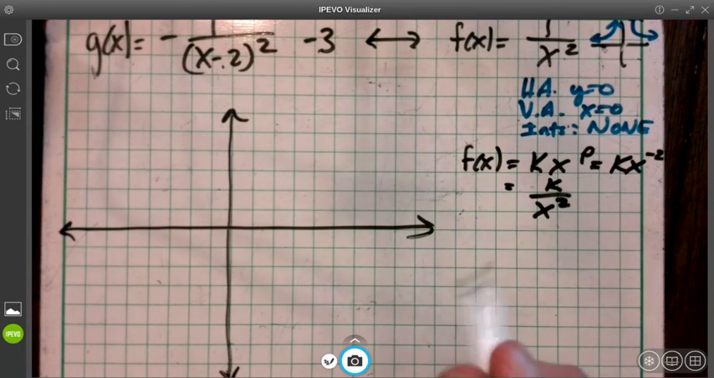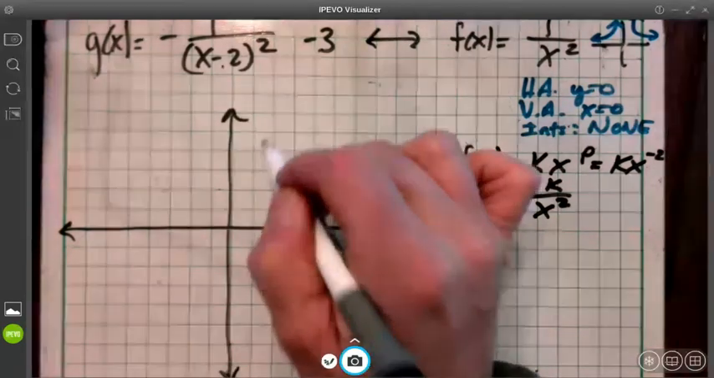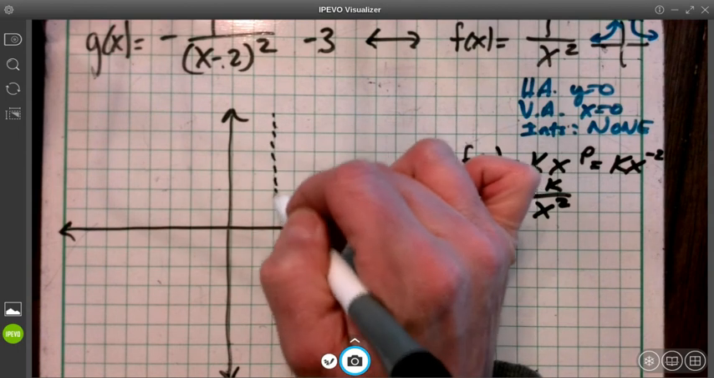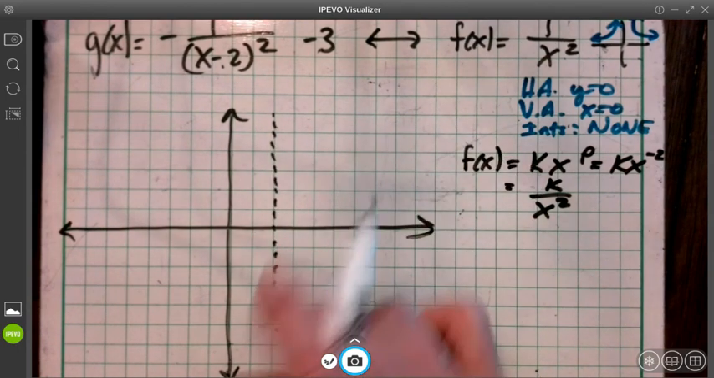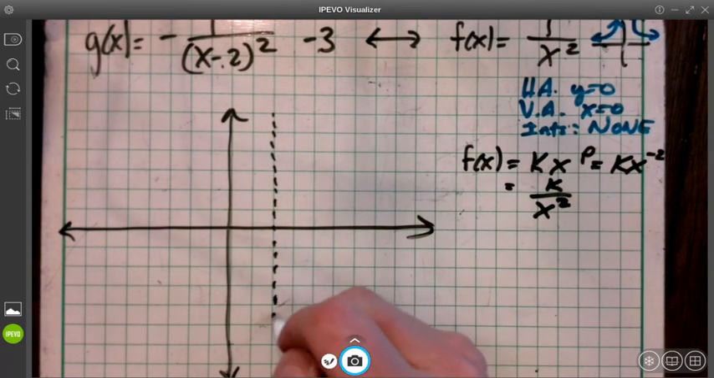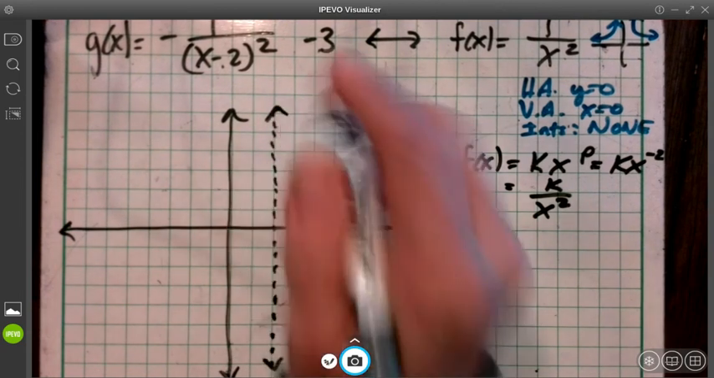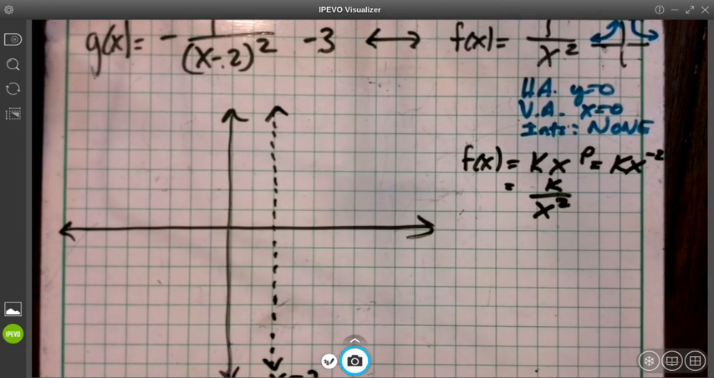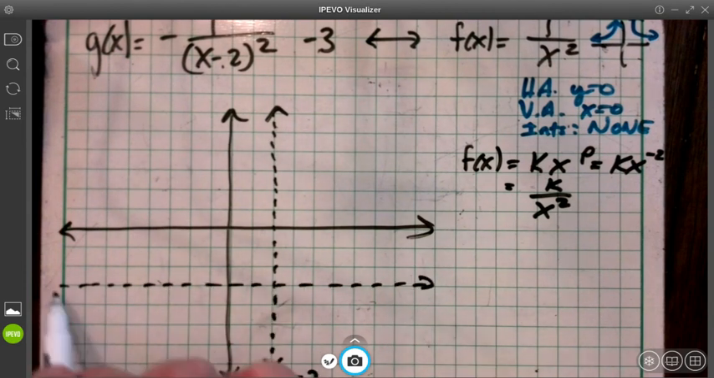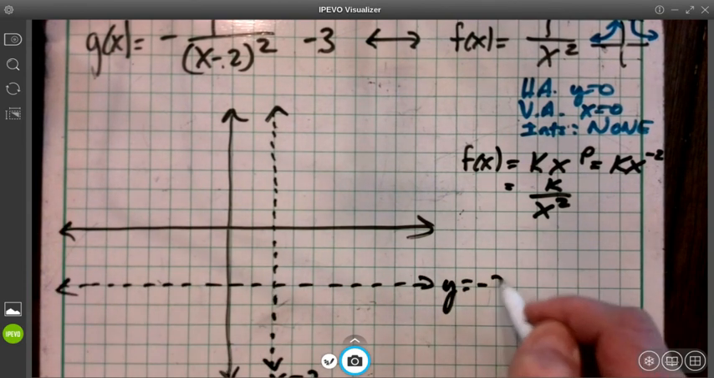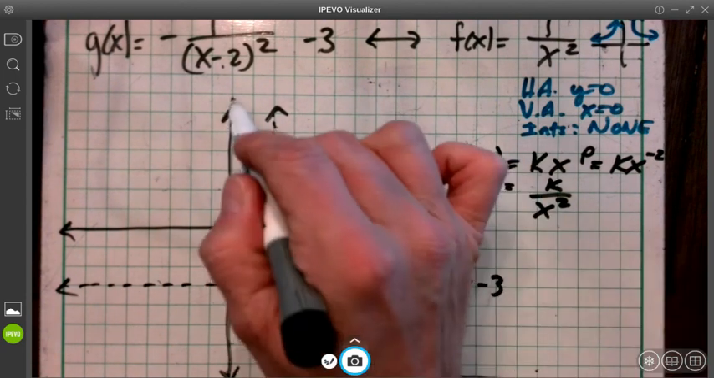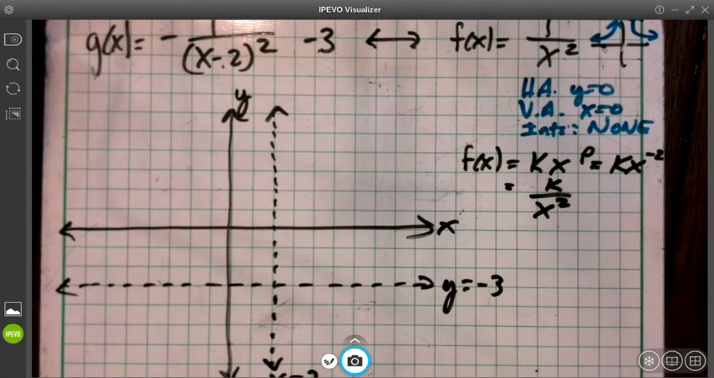All right, well, anyway, I'm shifting this right 2, so that means the vertical asymptote gets shifted right 2. Vertical asymptote's always drawn with dotted lines. And let's see, horizontal asymptote down 3, home skillets. We go down 3. I'm going to label my asymptotes so that they stand out like a sore thumb. There's my x-axis. There's my y-axis. We got ourselves a great graph. Now, some of you are going to be tempted to just do this.